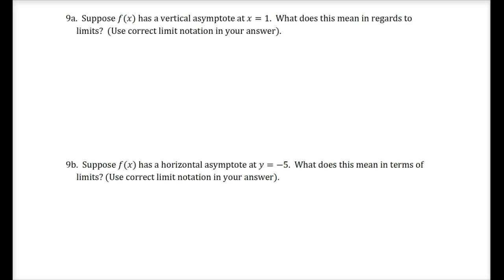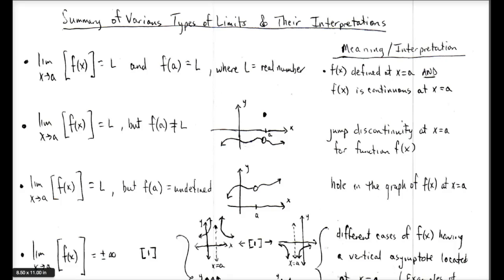This is mainly for those of you that aren't necessarily taking my course, but you're looking at this video. If you need this to help you interpret what it means to have a particular property expressed in limits, this may help you out. So I'm going to pause the video right now, bring that up, and then after that, we'll go back and answer these questions. All right, so quickly here, this is a summary that I put together.